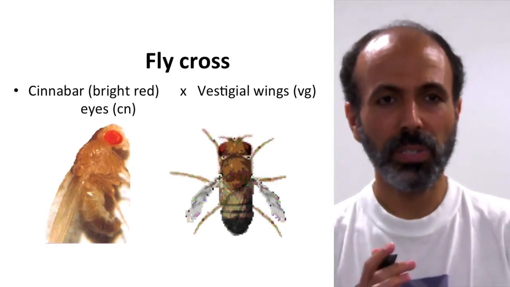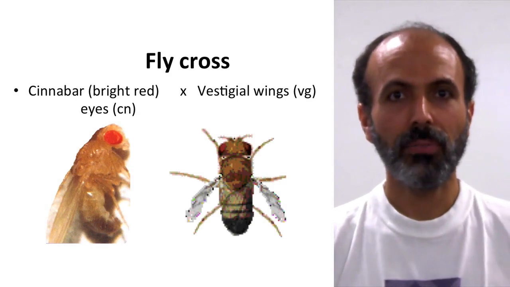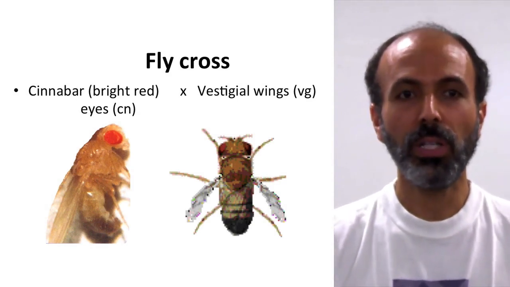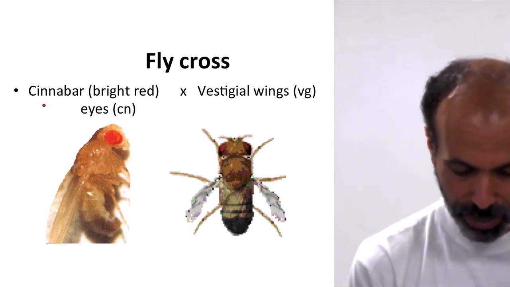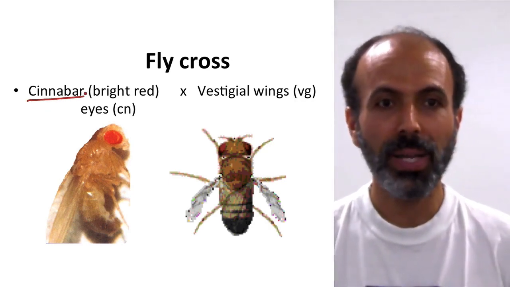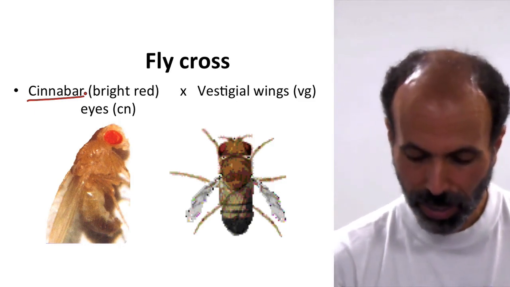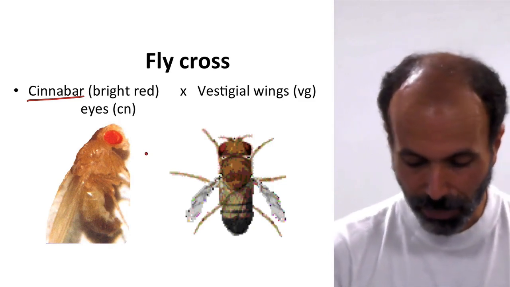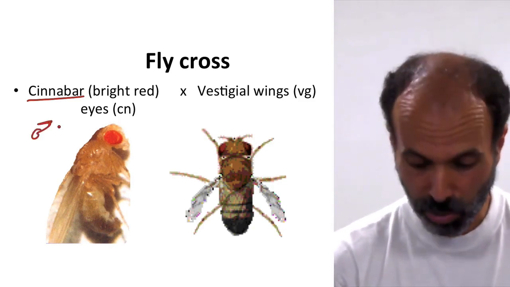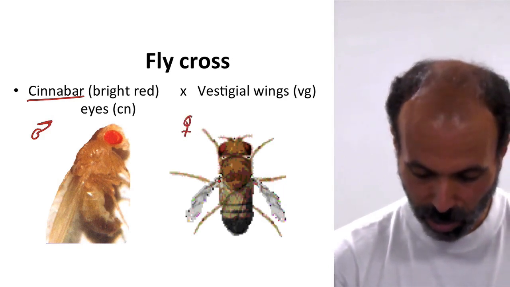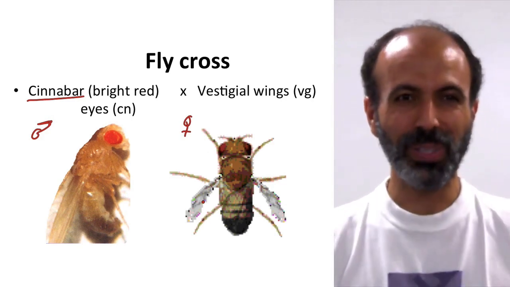So let's look at this using this particular fly cross. Here, we'll be crossing flies that are mutant for one gene to flies that are mutant for another gene. So let's start with these ones on the left. These ones have cinnabar or bright red eyes. This is different from the standard fly eyes, which are a dull red. And let's say we're crossing males to females that are vestigial. Vestigial has these shriveled up wings rather than the normal, full-length, beautiful Drosophila wing we see.